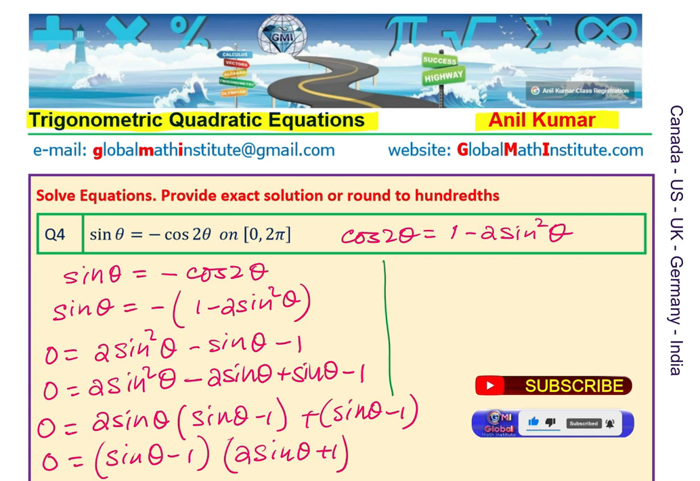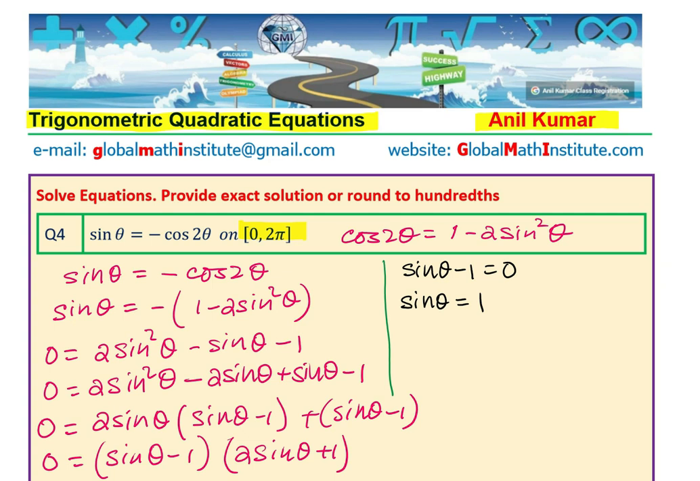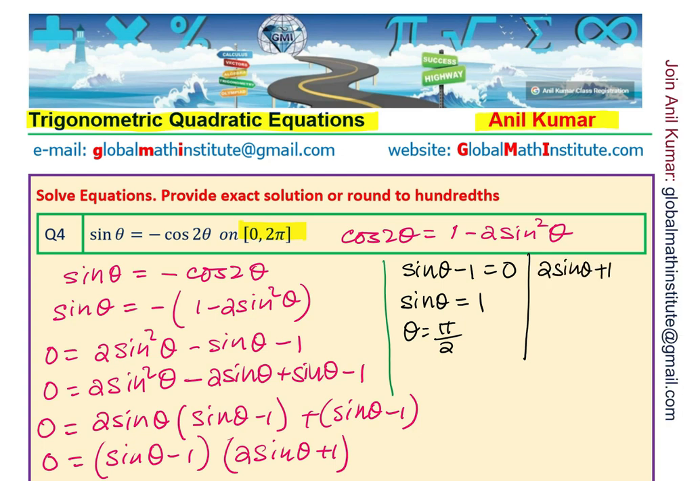Makes sense, right? So let's equate sine theta minus 1 equals 0, or sine theta equals 1. Now sine theta within the interval of 0 to 2 pi is 1 only for pi by 2, right? So we get from here theta equals pi by 2. The other condition is 2 sine theta plus 1 equals 0. That means sine theta equals minus half.